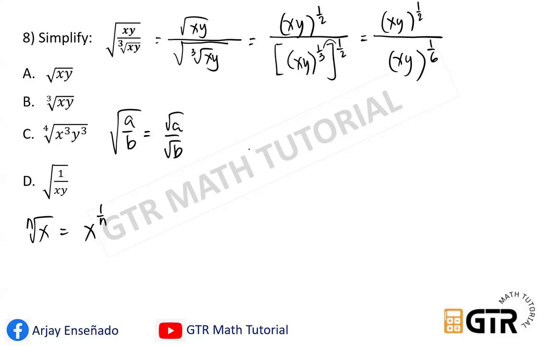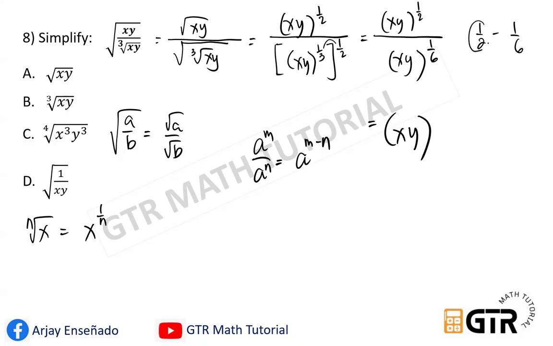And then we apply the law of exponents, a to the m over a to the n is equal to a to the m minus n. We have the same base of xy, both have xy, so just subtract the exponents. So we have 1/2 minus 1/6. Therefore, this is now equal to xy raised to 1/2 minus 1/6.